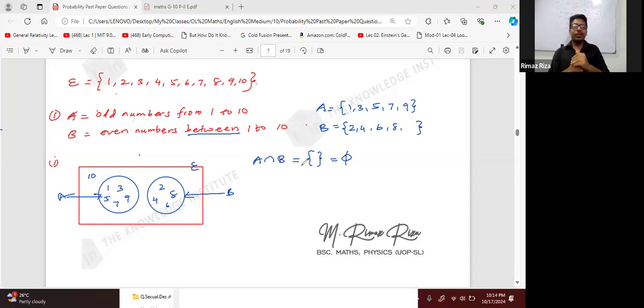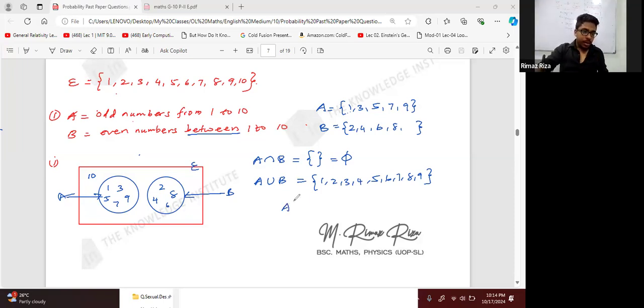Anyway, so a null set is a set where there is no element. And then A union B. For A union B, you have to write all the elements in set A and set B. So then we can start: 1, 2, 3, 4, 5, 6, 7, 8, 9. Okay, A union B.